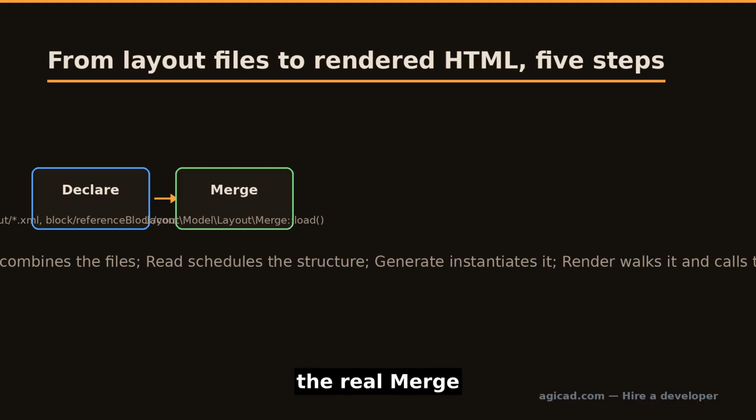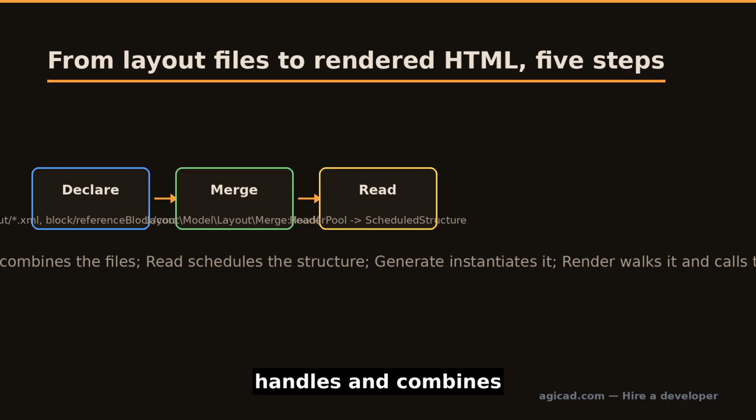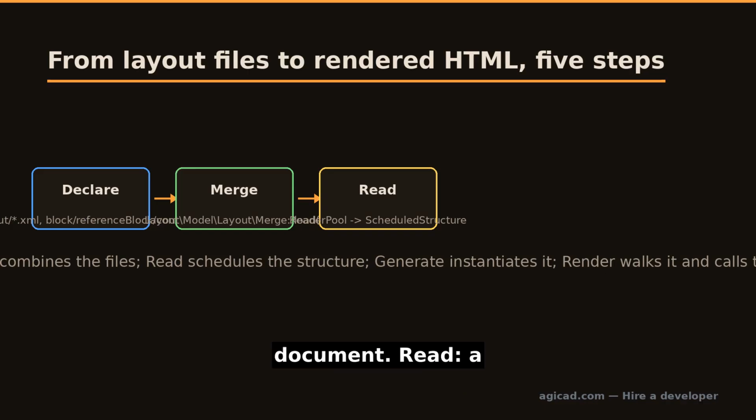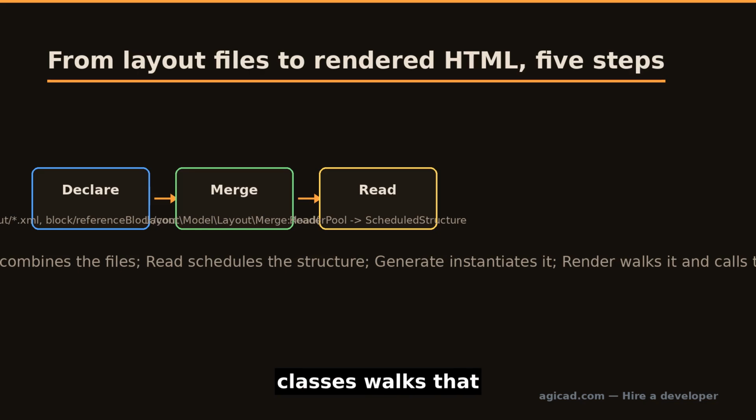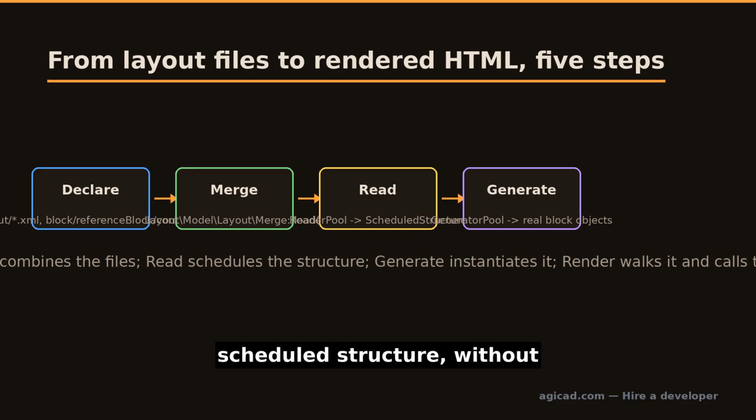Merge: the real merge class collects every file relevant to the current page's handles and combines them into one XML document. Read: a pool of reader classes walks that merged document and records what should exist, in a scheduled structure, without creating a single object yet.